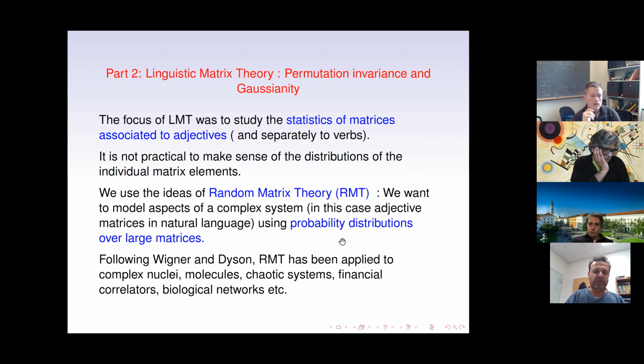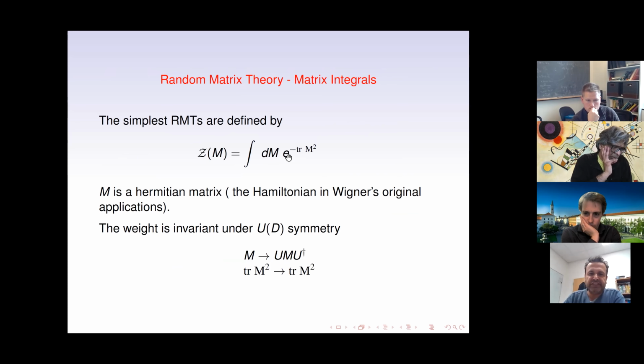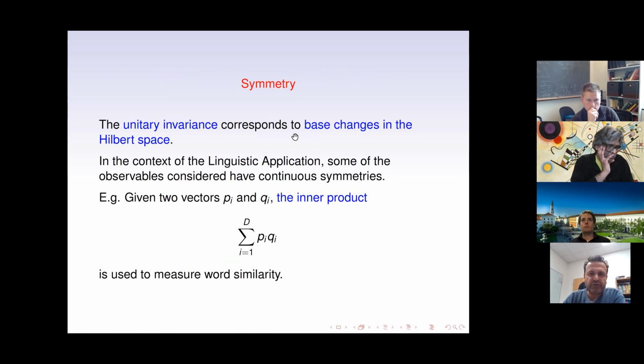As we are familiar with, following Wigner and Dyson, RMT has been applied to many, many systems: complex nuclei, molecules, chaotic systems, financial correlators, biological networks, and so on. In the simplest random matrix theory, we're just thinking about an integral dM e^{-trace M^2}, where if you transform M under unitary symmetry, this action is invariant. The unitary invariance in physics corresponds to basis changes in the Hilbert space.